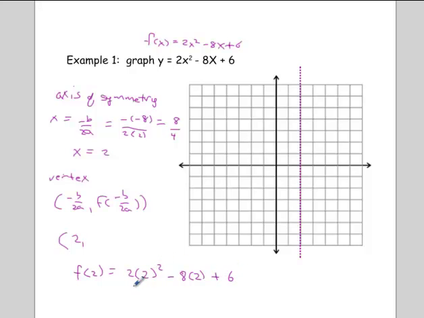2 squared is 4. 2 times 4 is 8. First term taken care of. Here, negative 8 times 2 is negative 16. Bring down this term. Bring both down. So simplify. Negative 8 plus 6 is negative 2. So f of 2 is equal to negative 2. So my vertex is the point (2, negative 2), which is going to be right here.